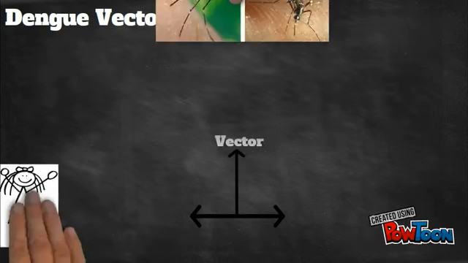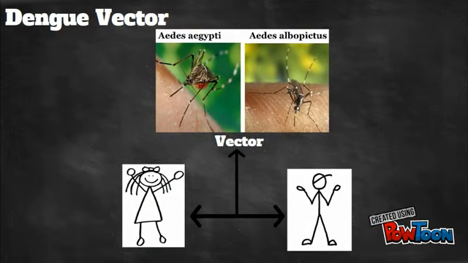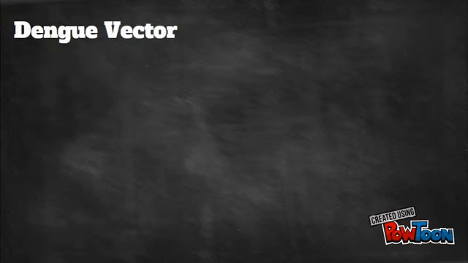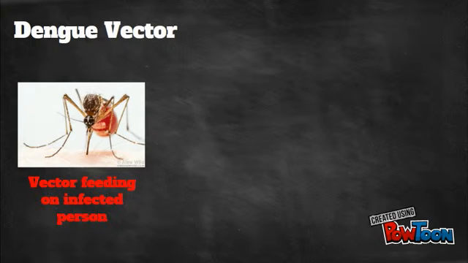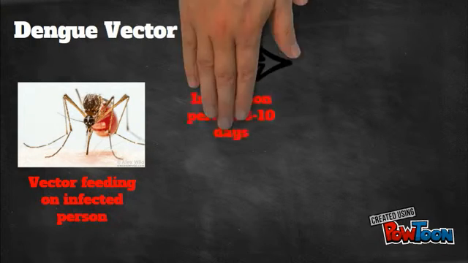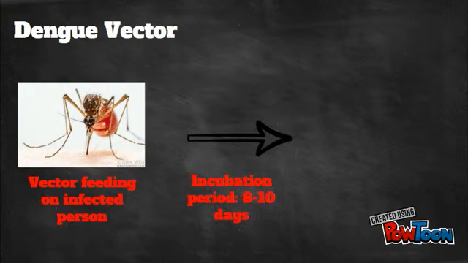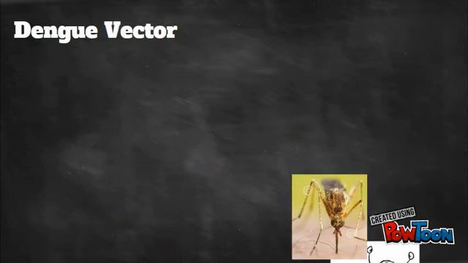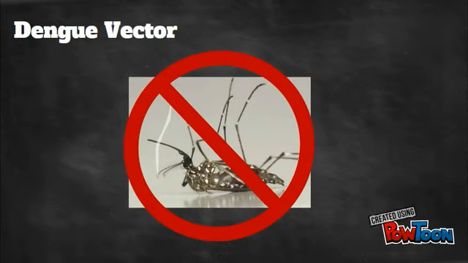Dengue is transmitted from human to human via the mosquito. Primarily, the main vectors are Aedes aegypti and Aedes albopictus. The viruses are transmitted to humans usually by the bite of a female infected mosquito. The mosquito acquires the virus from feeding on an infected person, and after 8 to 10 days, the incubation period, the infected mosquito can transmit the virus for the rest of its life by feeding again on a healthy person. The virus is, however, not detrimental to the vector.